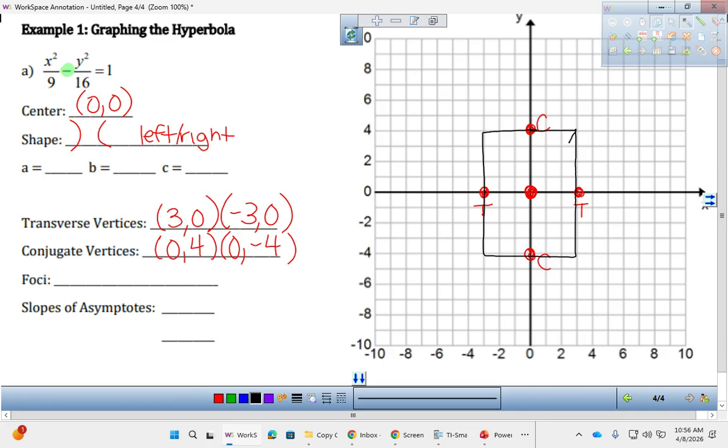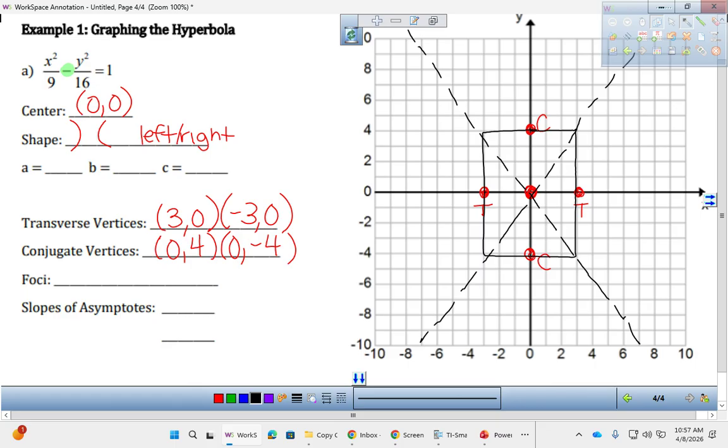It's going to go from the top corner through the center to the bottom corner. And I'm going to do it the other way too. I'm just going to extend it the whole length of the graph, and go the other way too. What type of equations do you think the asymptotes are? That's a diagonal line. What type of equation is a diagonal line?